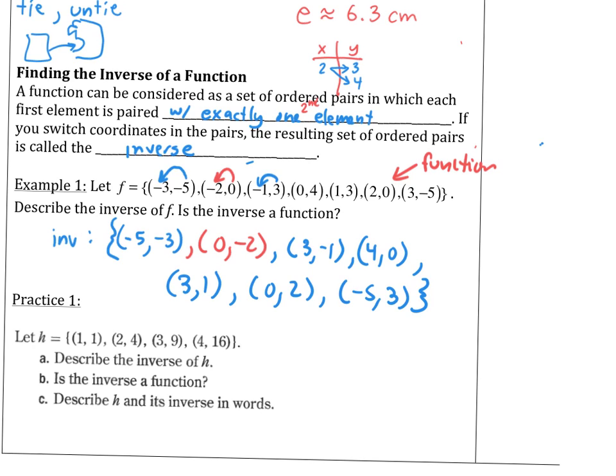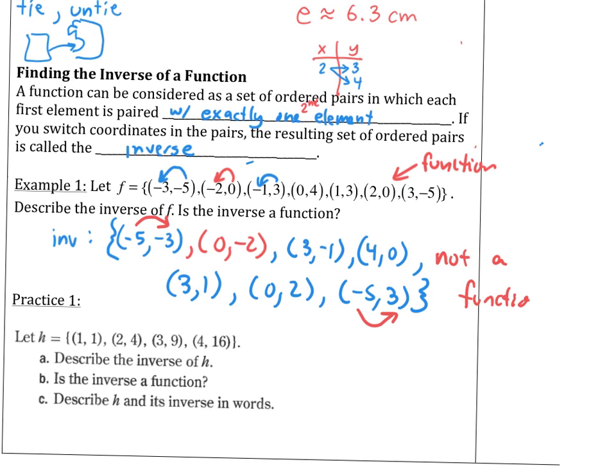Is this inverse a function? Let's see. I input a -5. Do I input a -5 anywhere else? Oh, right here. Look. I input a -5 to get a -3, but again, I input a -5 to get a 3. So that's inconsistent. So this one is not a function.